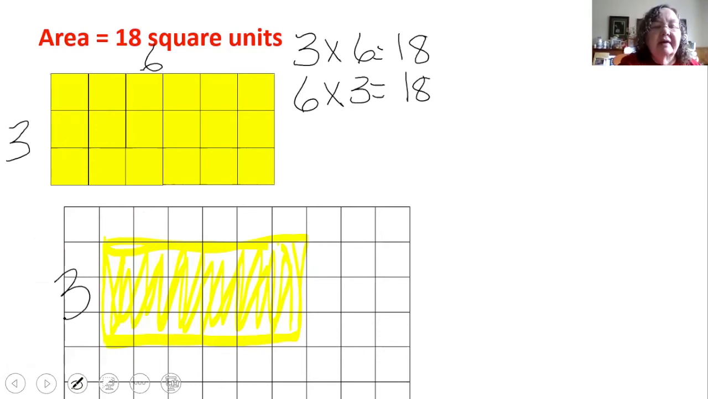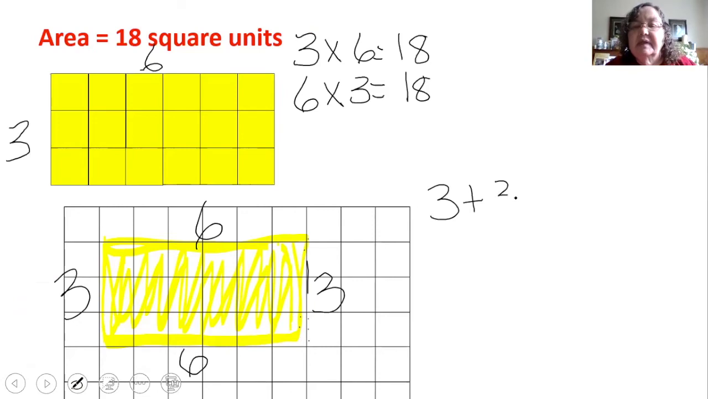How am I going to find the perimeter? Well, I know it's 3 over here. And so on this side, what would it be? It would also be 3 units. And so if the top is 6, at the bottom, it's also 6. Okay. So what do I need to do to find the perimeter? I'm going to have to do 3 plus 3 plus 6 plus 6.